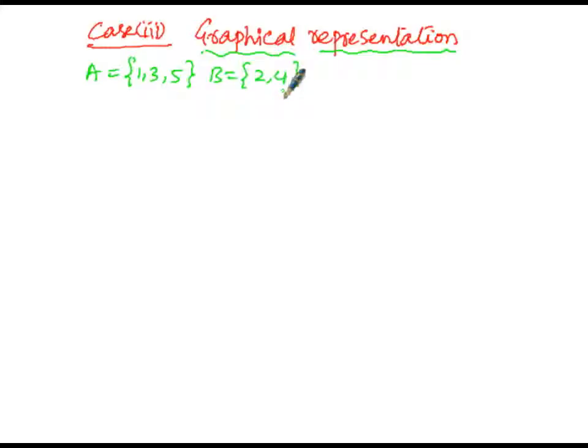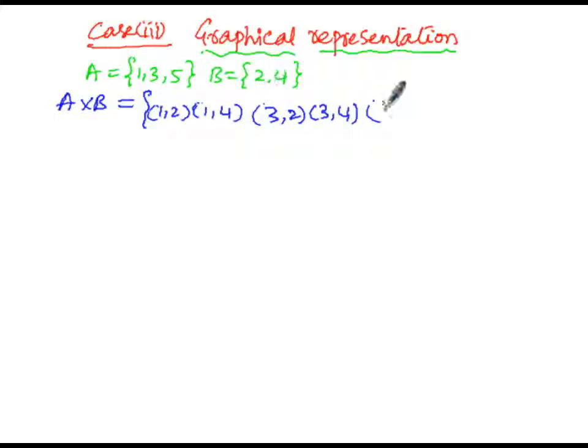Then now say here A cross B, that is the Cartesian product of A and B, denoted by A into B or A cross B. So elements are 1, 2, 1, 4. Then now with 3, so here 3, 2 and 3, 4. Last two ordered pairs are 5, 2 and 5, 4. Then now we have to show these ordered pairs, or in other words these elements of A cross B, by means of the graphical representation.